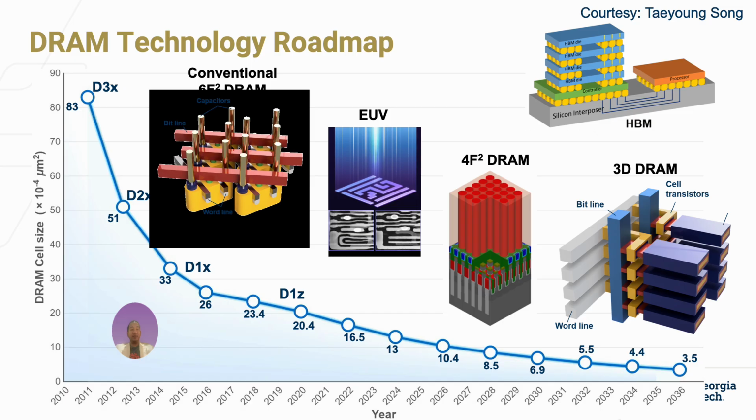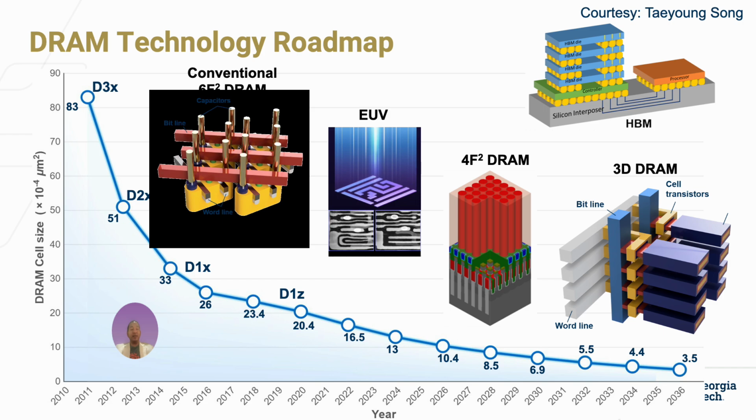DRAM, Dynamic Random Access Memory, tells a similar story. A DRAM cell stores one bit as a little bit of charge on a tiny capacitor, and this roadmap, labeled D3X, D2X down to D1Z, tracks the cell getting smaller and smaller, with the numbers showing the shrinking dimensions.